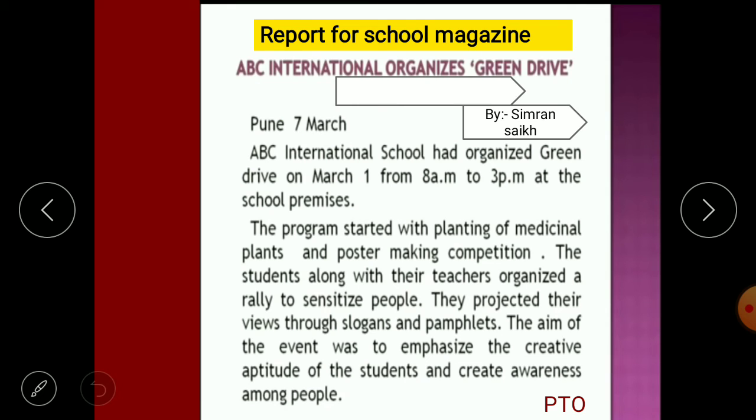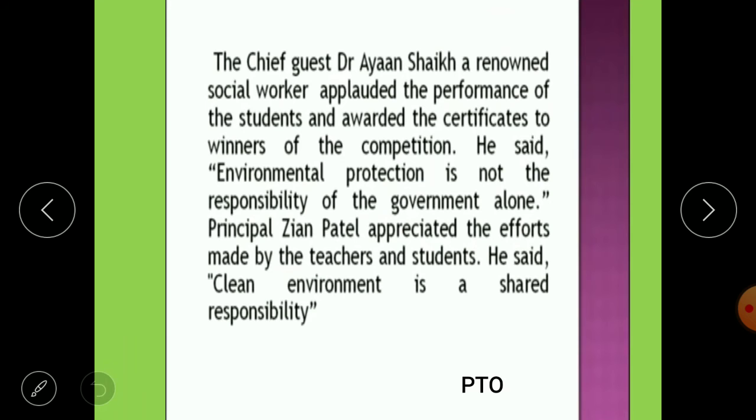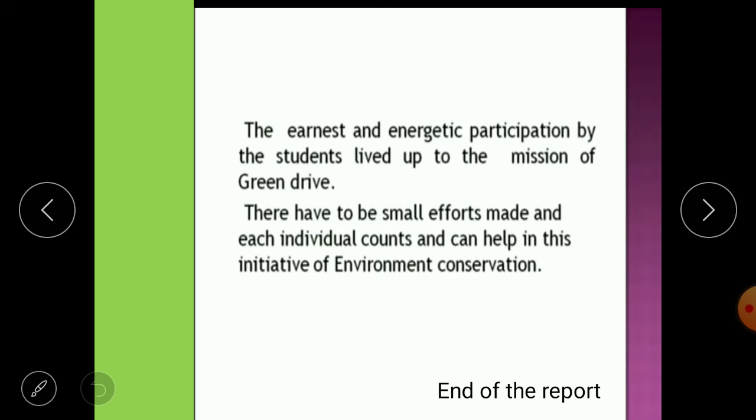If we can skip, then we have to know that in Pune, March 7, the ABC Public School has organized the Green Drive from March 1, from 8 to 3 p.m. at the school premises. These are some of the common examples of the school magazine. But if we conclude the second one, here we just give the introduction of the chief guest. Please read it out, and then in the end we have how we can help in the initiatives of environment conservation and all these things. Here's the end of the report.